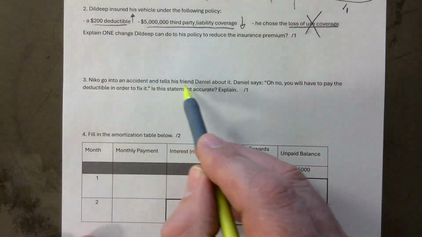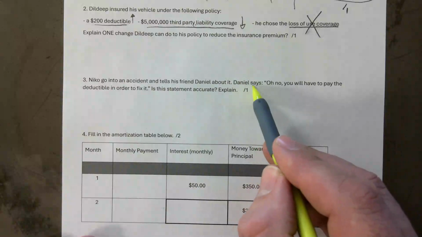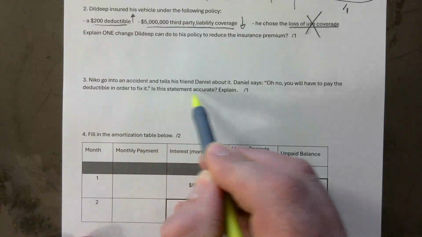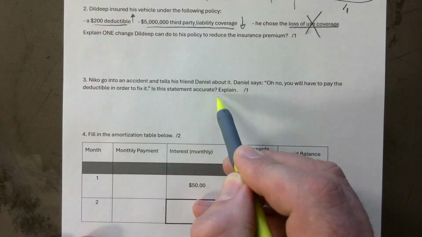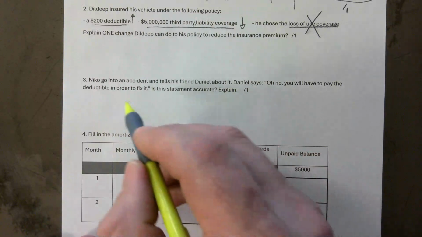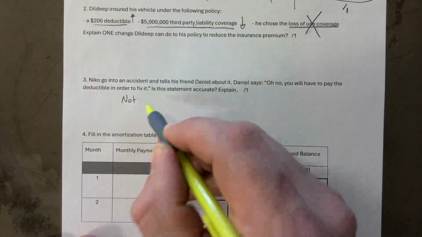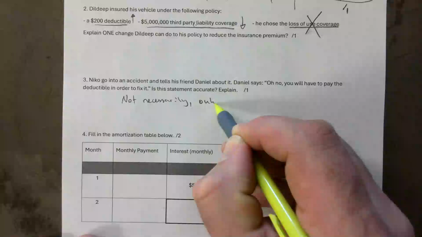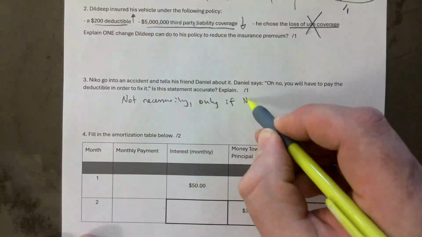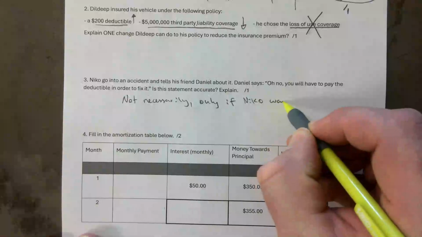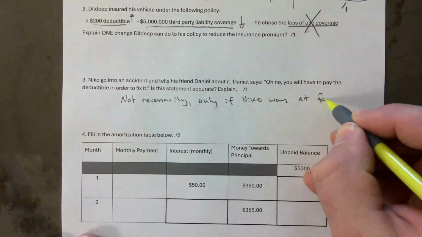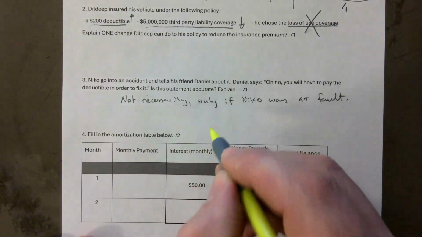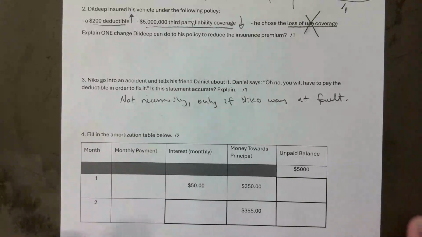Nico got into an accident and tells his friend Daniel about it. Daniel says, oh no, you'll have to pay the deductible in order to fix it. Is this statement true? Not necessarily. Only if Nico was at fault. And if you really want to impress me, at fault means 50% or more fault.